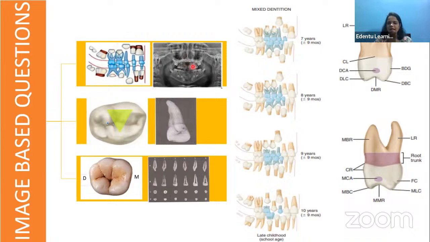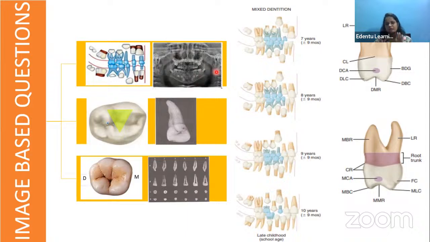Now, first is the age estimation question. In the age estimation questions for dental anatomy, either they can give a pictorial representation like this, or they can give an OPG X-ray like this. Then they ask you to identify the age.